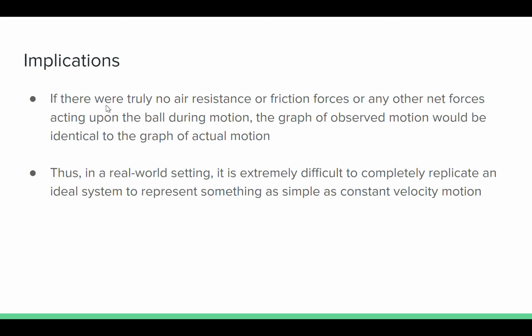Therefore, this means that there were a few key errors in this experiment. If there were truly no air resistance or friction forces or any other net forces acting upon the ball during its motion, the graph of the observed motion would be identical to the graph of the predicted motion. However, this is not the case in this lab, as we saw. Therefore, in a real-world setting, it is extremely difficult to completely replicate an ideal system to represent something as simple as constant velocity motion.